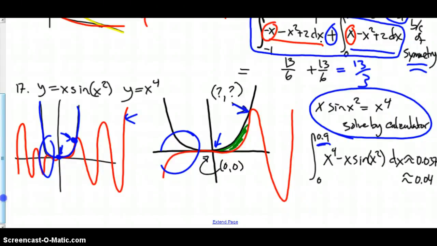I found my bounds at 0 and 0.9. Those are the two intersection points. Those are the x coordinates, because we're doing this in terms of x. I do have a distinct top curve and bottom curve. I set up my integral.